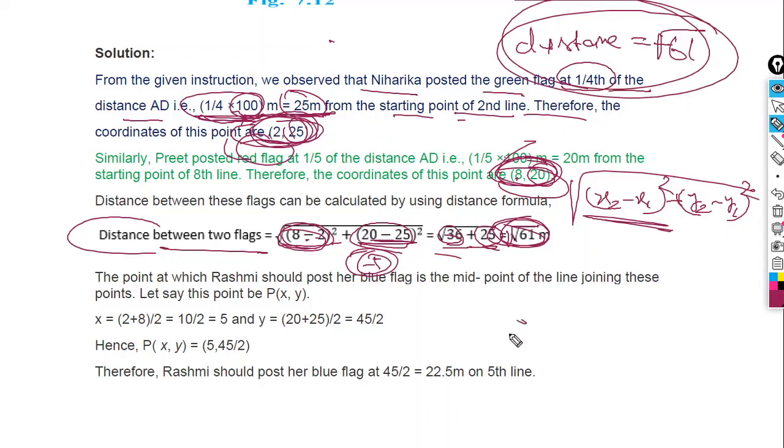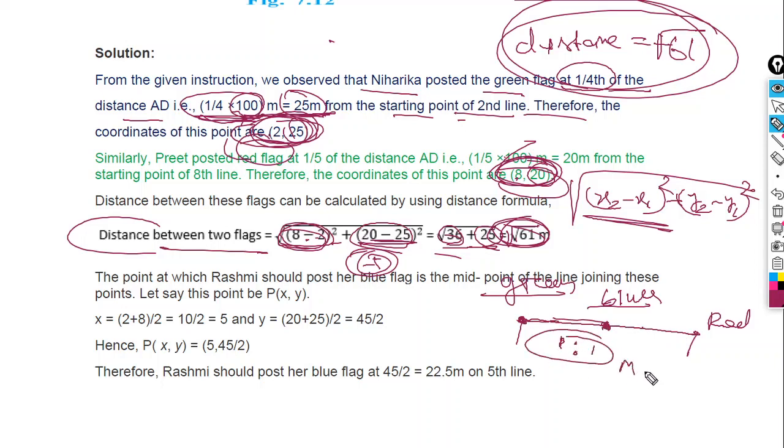Another problem is there. What is the problem? Suppose here is the green flag and here is the red flag. Now Rasmi had to post another blue flag exactly in between the 2 lines, and that point will divide the line into 2 equal parts. That means the blue flag will divide this distance in the ratio of 1:1. So here you can see m1 is to m2. We consider m1 equal to 1 and m2 equal to also 1.